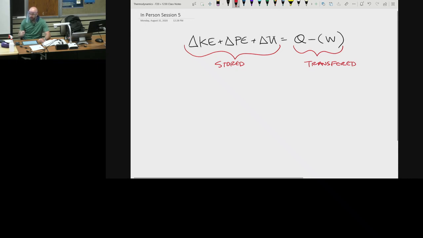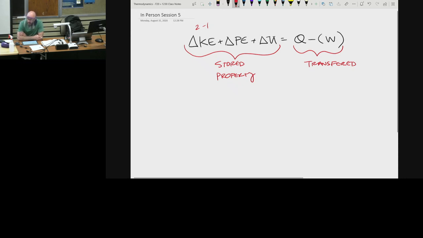All we care about is looking at the boundary. Everything on the left-hand side is a property. This is why we can do 2 minus 1, the kinetic energy at state 2 minus the kinetic energy at state 1. We can always set that equal to that.